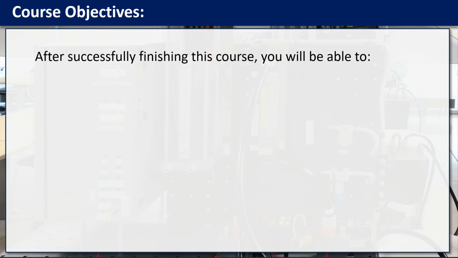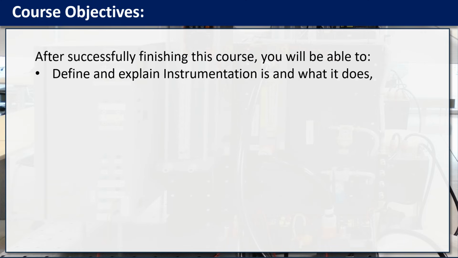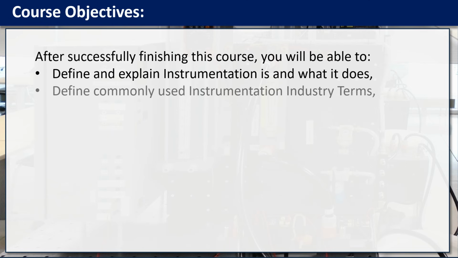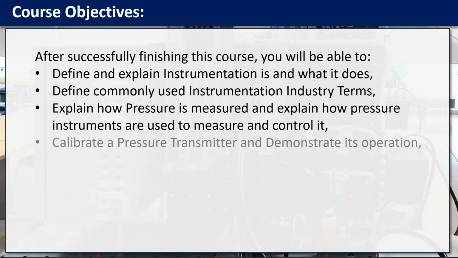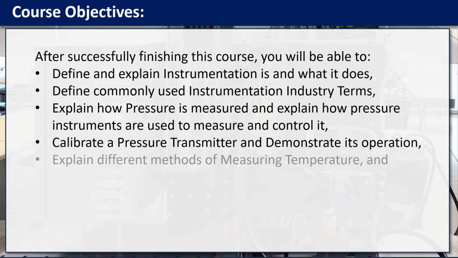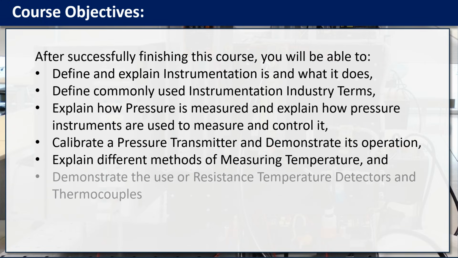After successfully finishing this course, you will be able to define and explain what instrumentation is and what it does. Define commonly used instrumentation industry terms. Explain how pressure is measured, and explain how some instruments are used to measure and control it. Calibrate a pressure transmitter and demonstrate its operation. Explain different methods of measuring temperature, and demonstrate the use of resistance temperature detectors and thermocouples.